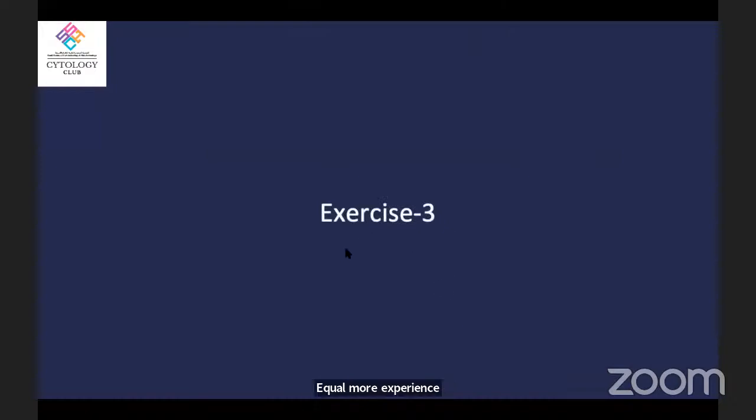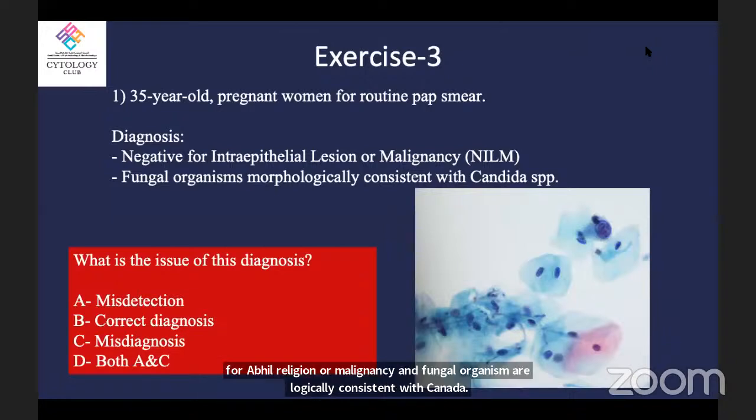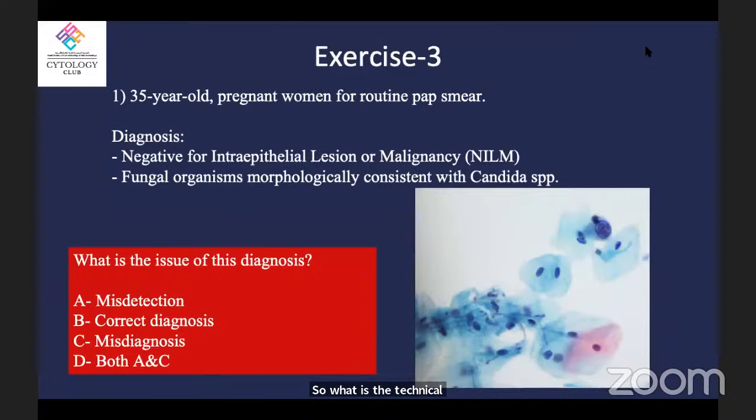This is the last exercise in this lecture, and if you could, please participate, so I will read the question. A 35-year-old pregnant woman for a routine Pap smear. The diagnosis of the cytoscreener was negative for intraepithelial lesion or malignancy and fungal organisms morphologically consistent with Candida. So what is the technical issue here? Is it misdetection, correct diagnosis, misdiagnosis, or both?